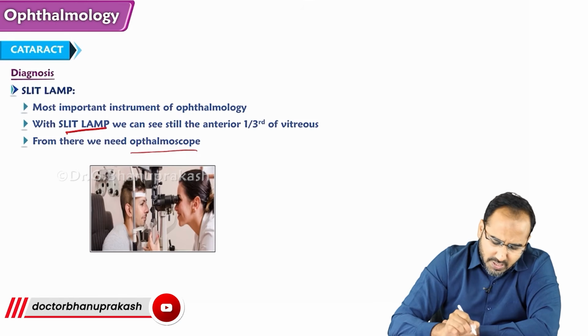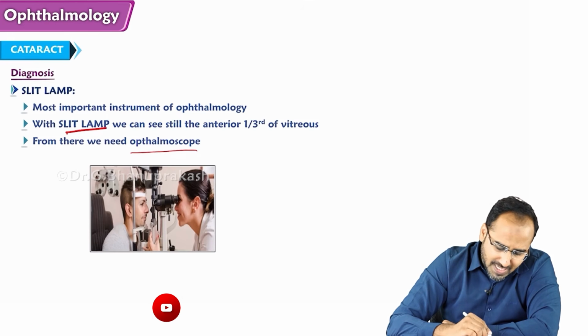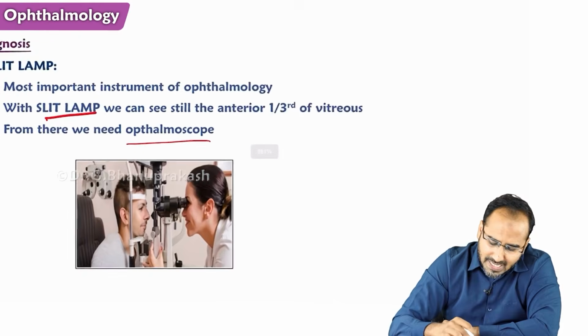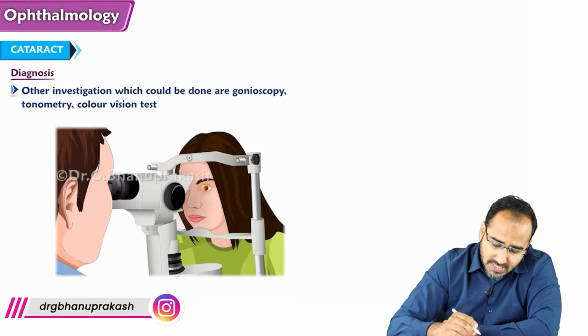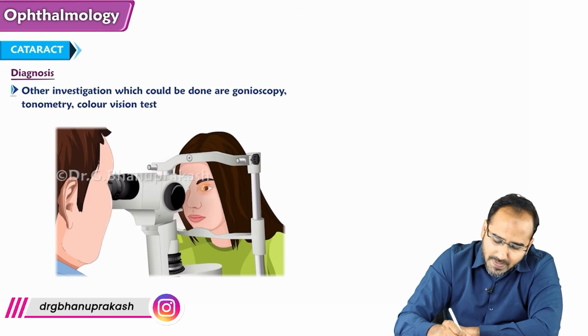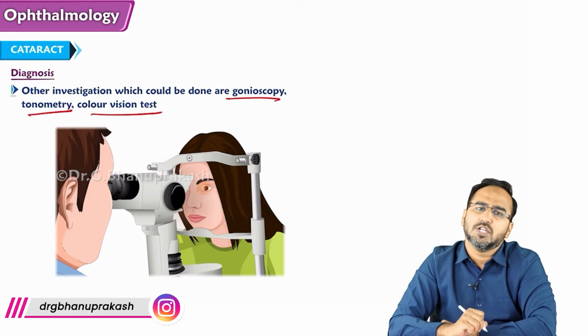We can also use an ophthalmoscope. Apart from that, what are the other instruments that could be used? This examination is called as slit lamp examination, guys. Okay. Apart from that, what else can we use? Gonioscopy can be done, tonometry can be done, and color vision testing can also be done over here.